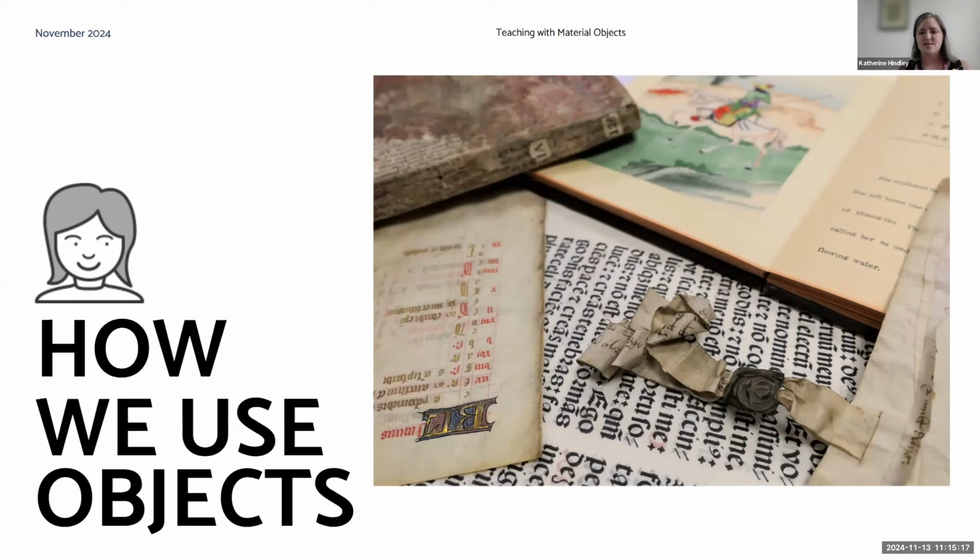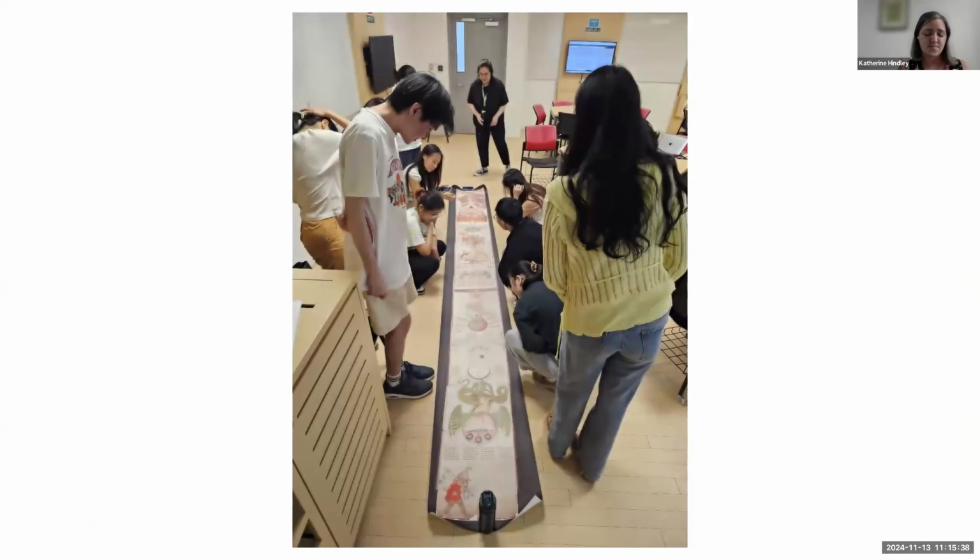I now bring these objects into almost all of my classes, regardless of whether we're thinking about material objects specifically, just because the students tend to get so excited about having something that's really old in the classroom with them. On this slide, you can see some 15th century items, and that tends to get them very excited. But I realized recently it doesn't even have to be old. This is for a different one of my classes where we're thinking about alchemy. It's my own reproduction of an alchemical scroll that's giving you instructions on how to create the Philosopher's Stone.